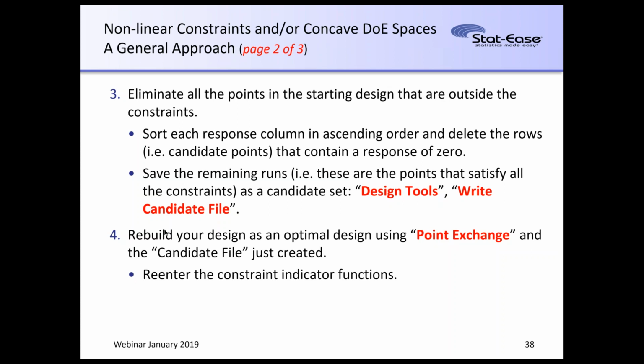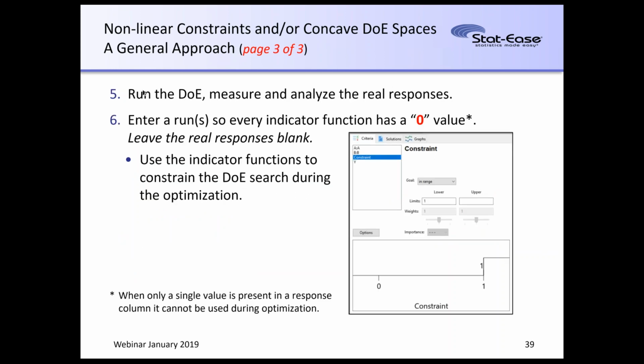Then we're going to build our design as an optimal design, but now we're going to use point exchange, and we're only going to select points from that candidate set we just created because we know all those runs can be made. After building the design, we're going to re-enter the constraint indicator function. Then we're going to run that design, analyze it, and I'll show you how you can optimize and stay away from the constrained regions. Okay, so we run the DOE, measure the real responses.